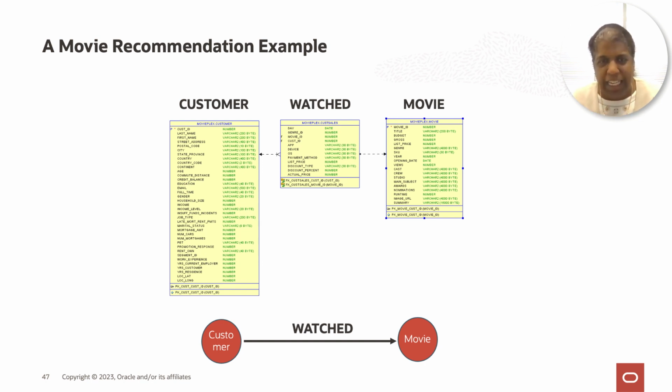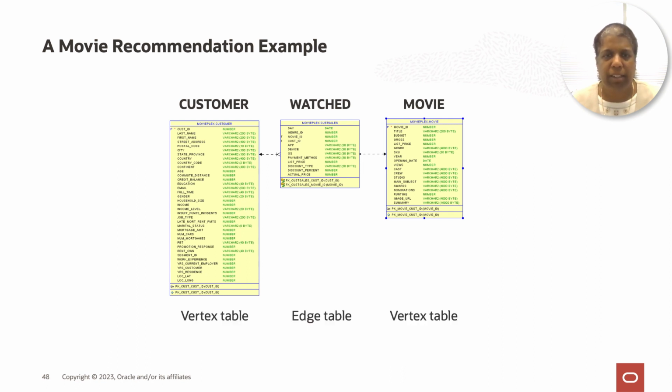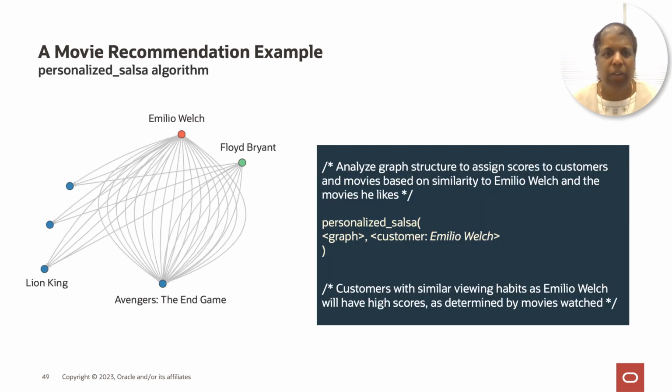So once again, any data set that you have, there will be some relationship between them. And you have this watched relationship between the customer vertex and the movie vertex. So the customer table and the movie table are the vertex tables, and the watch table is the edge table. So you can create a graph from these tables, again, create a graph view. And then you can run an algorithm on this graph to identify what movies to recommend to a particular customer.